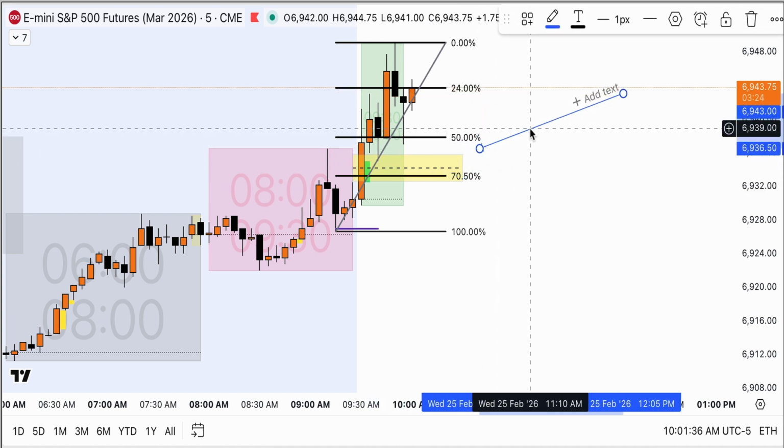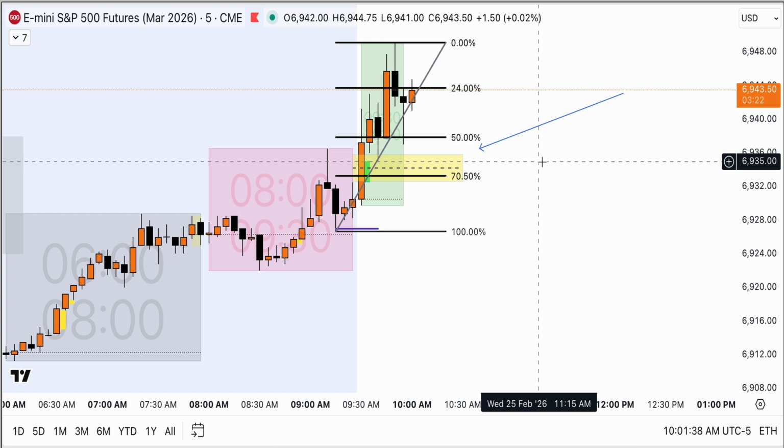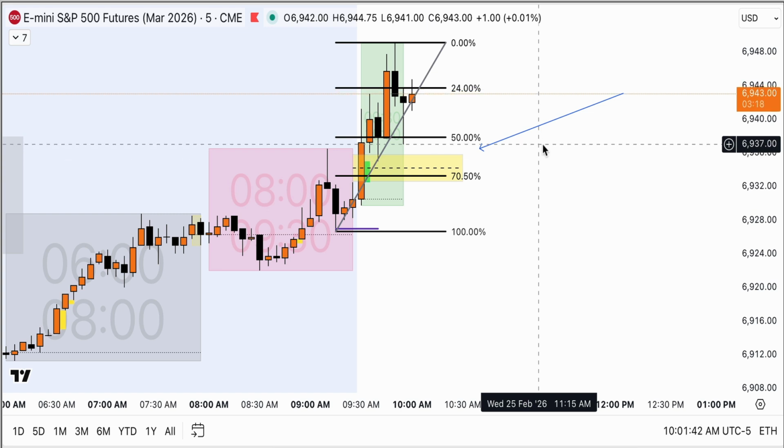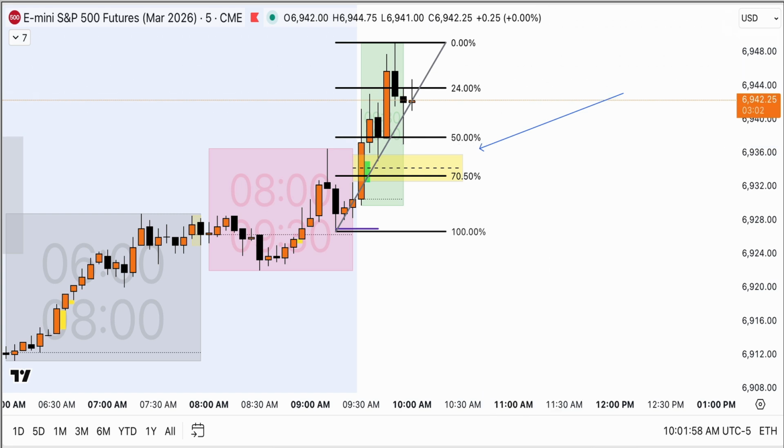So an entry, stop loss, and a targeting. Now targeting is easy because it's a measured move. So I'm just gonna wait for price to come into that fair value gap. If it doesn't do that, then no trade for me. So I'm just gonna wait for price to come into the fair value gap and then wait for the rejection.